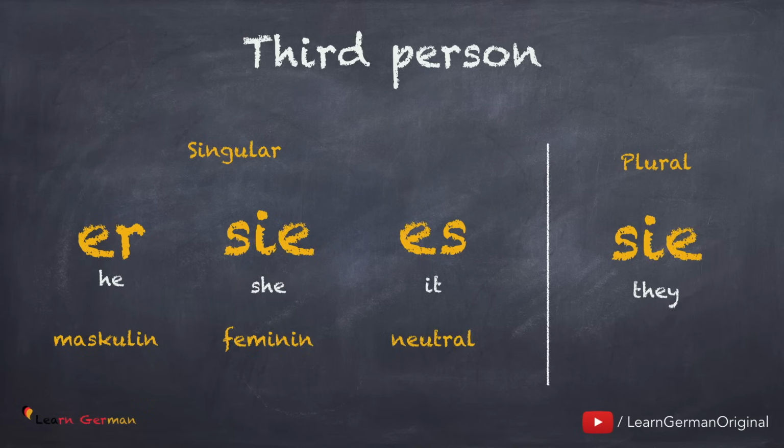For masculine, you would use er. For feminine, sie. And for neutral, you would use es. And if you're talking about more than one person, you would use sie. Here are a few examples to see how you can use these pronouns.